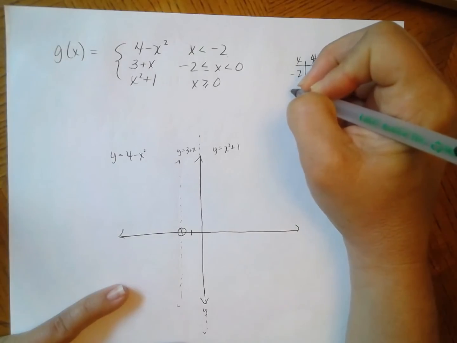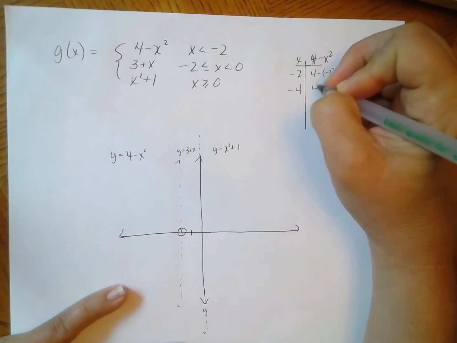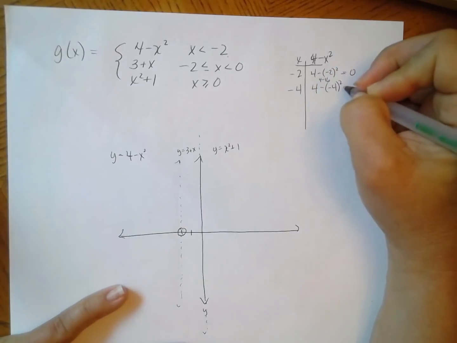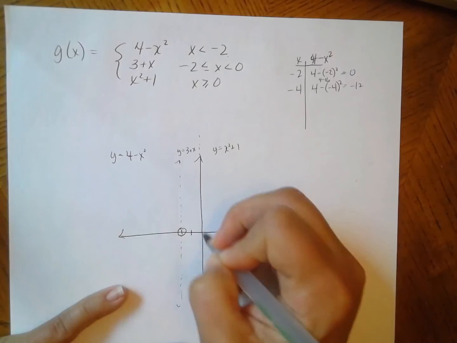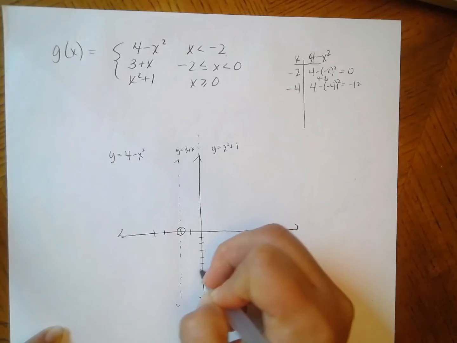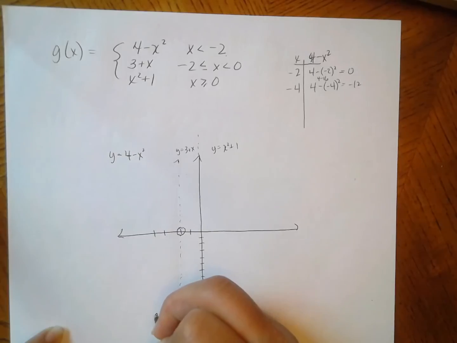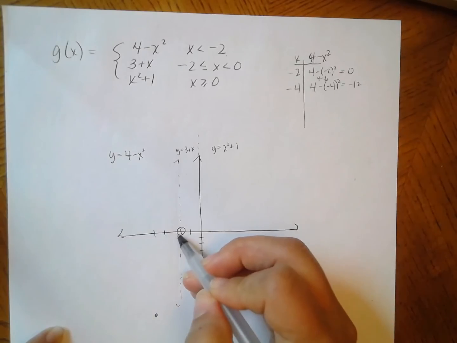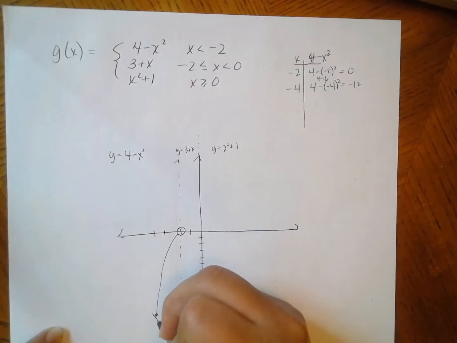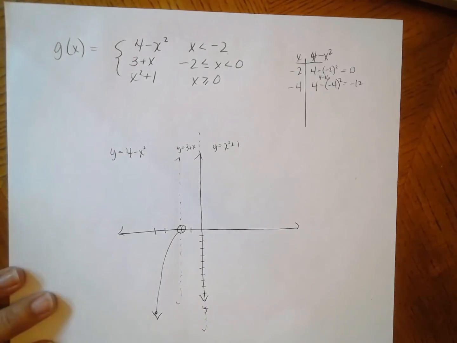So let me choose another point that's smaller than -2. If I have, let's say, -4, then I'm going to have 4 minus (-4) squared. So I have 4 minus 16, which is -12. Okay, so I'm going to have a point way down. 1, 2, 3, 4, 5, 6, 7, 8, 9, 10, 11, 12. We'll say it's somewhere down here. All right, so I'm going to give this a little bit of a curve to it. If I wasn't sure that this was curved, then I'd want to add a couple more points to it. But I do know that this is a curved graph.